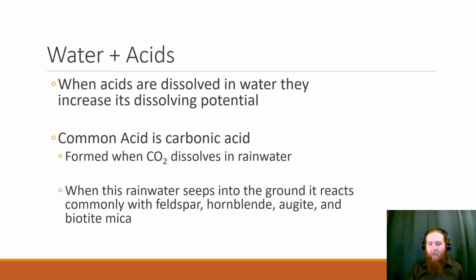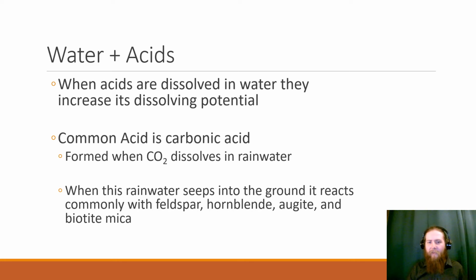So water also has the ability to form acids, and these acids can dissolve a lot more things than water could by itself. A common acid that's formed this way is carbonic acid, which is formed when carbon dioxide dissolves in rainwater. We get lots more carbon dioxide from factories and from automobile exhaust. So we see an uptick in acid rain in areas that have those.